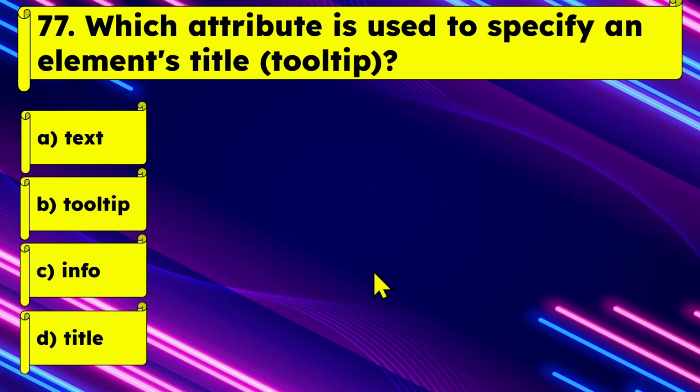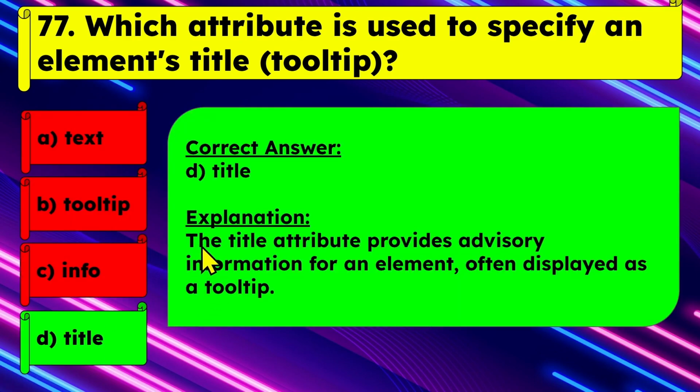Next question is, which attribute is used to specify an element's title, means tooltip? Option A, text, option B, tooltip, option C, info, option D, title. So here the correct answer is option D, title. As you can see, the title attribute provides advisory information for an element and which often displayed as a tooltip.